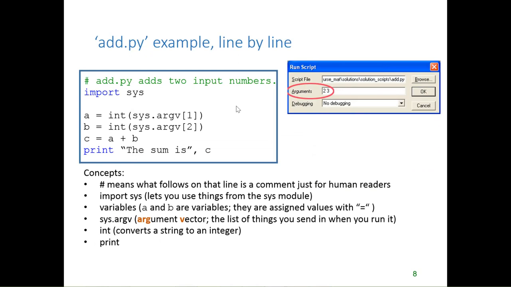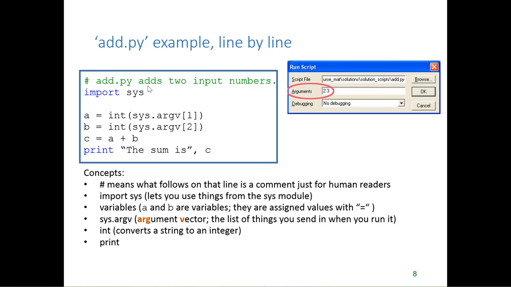Let's look at a code example one line at a time. A really simple program that adds two input numbers. Two numbers that are input by the user. So first line of code is a comment. It has the number sign in front of it. So that means that it's going to be used only by human readers. The Python interpreter itself is going to ignore any lines of code that are comments.